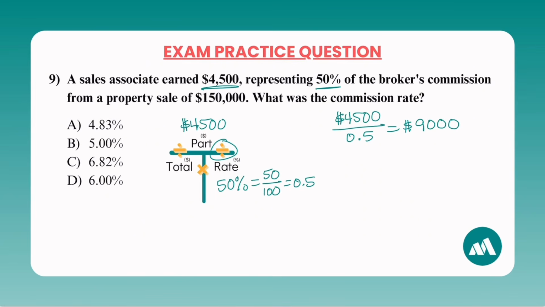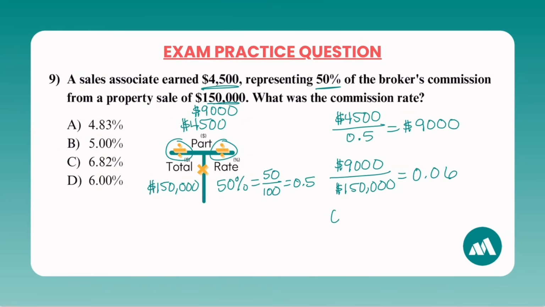Now, all we have to do is plug that $9,000 back in the parts section and the $150,000 in the total amount and divide again. So $9,000 divided by $150,000 is going to give us a total of 0.06. Now just multiply by 100 and we get a total of 6%. So the answer here is D.